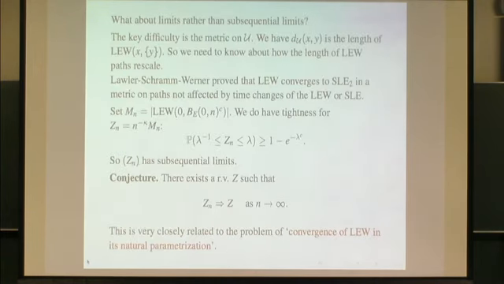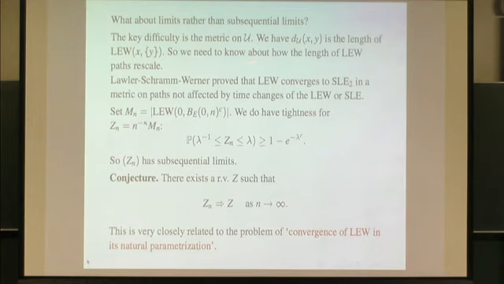And the final question is, we only got subsequential limits, and of course one would like limits. And so the key difficulty about getting limits is the metric on the uniform spanning tree. The metric is the length of a loop-erased random walk, and so we need to know about the rescaling of the length of loop-erased random walk paths.